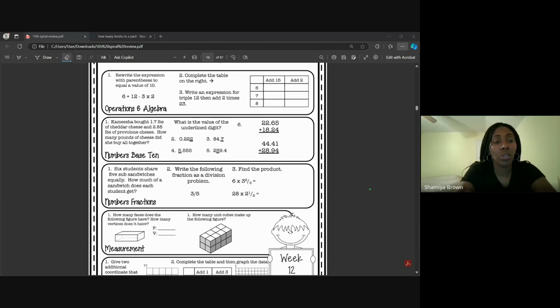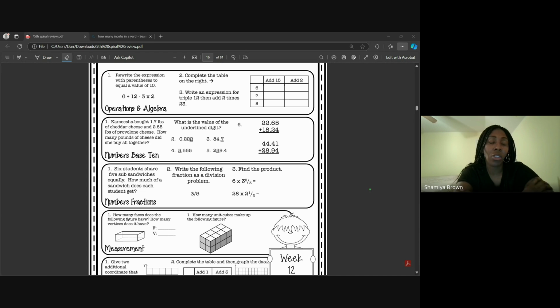Okay, boys and girls, this will be day 2 of your math homework, section 3 for week 12. Number 1 says 6 students share 5 sub sandwiches equally. How much of a sandwich does each student get?